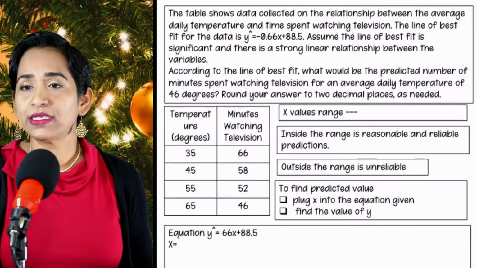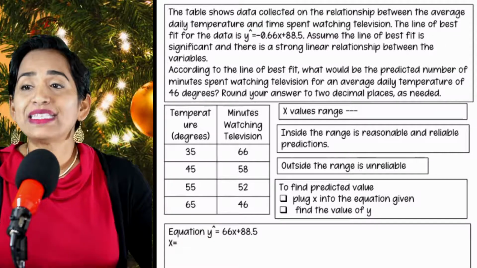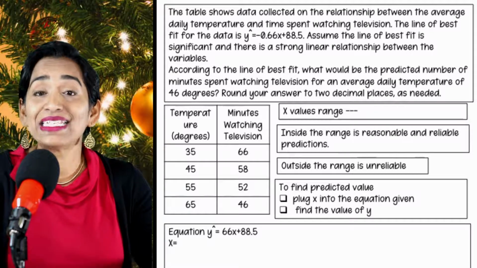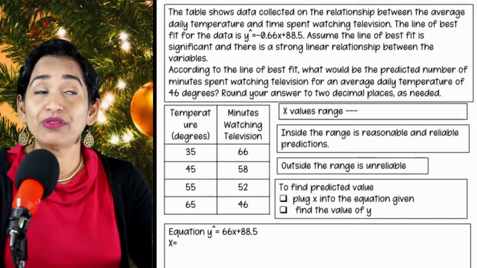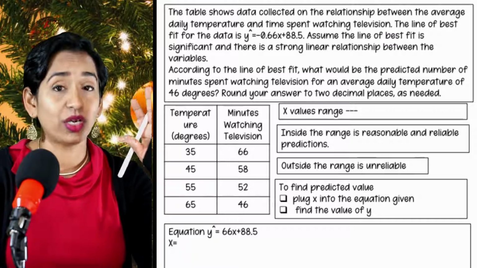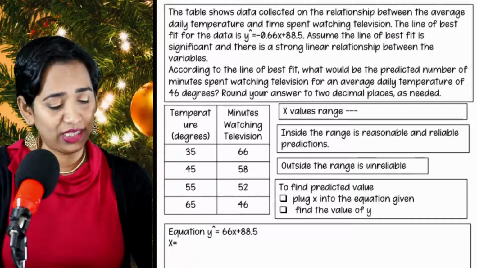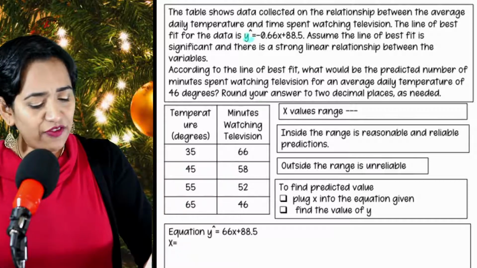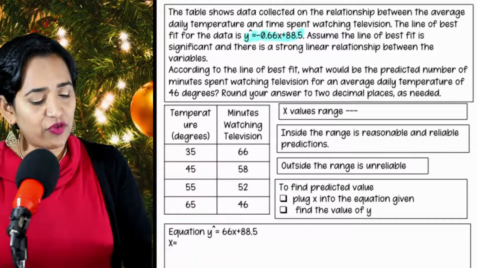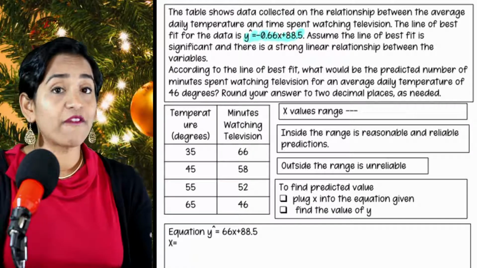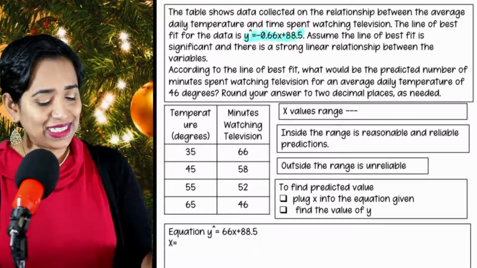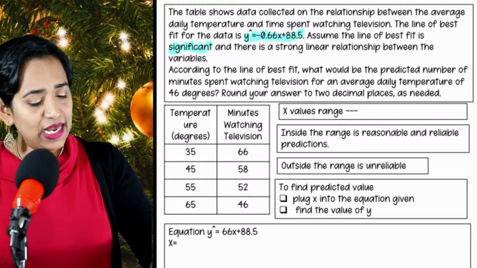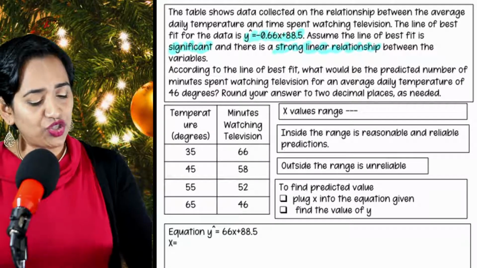Let's do this. The table shows data collected on the relationship between the average daily temperature and time spent watching television. I know as the temperature goes down, I watch a lot of TV. I feel so lethargic these days. The line of best fit for the data. So, whoever did this study, they found the line of best fit for us. And again, when they are finding the line of best fit, what does that tell me about the correlation? That it is significant, and it's a strong linear relationship.